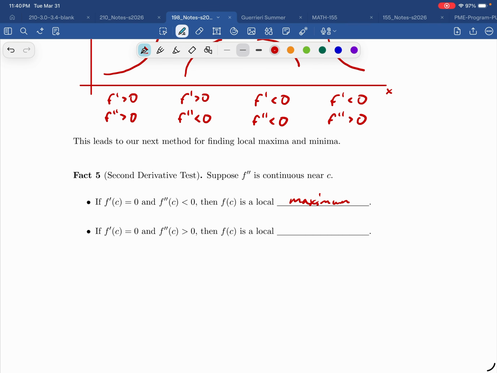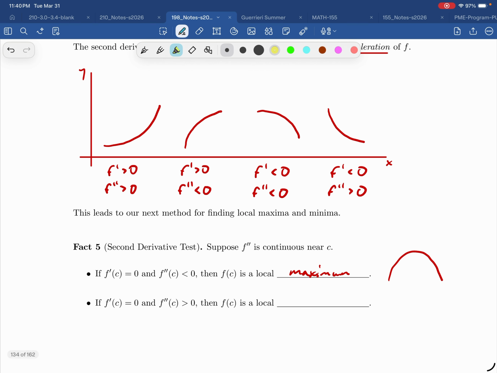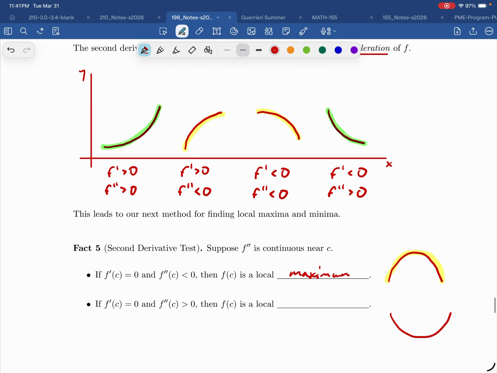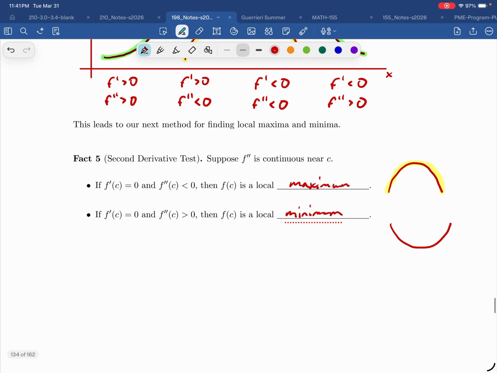Because let's think about it. If we have a second derivative less than 0, then we have one of these two curves. And if you just stick them together, you get this guy. And analogously, if we have a second derivative greater than 0 at a critical point, if you flip-flop these curves and stick them together, you get this, which is a local minimum. Okay?